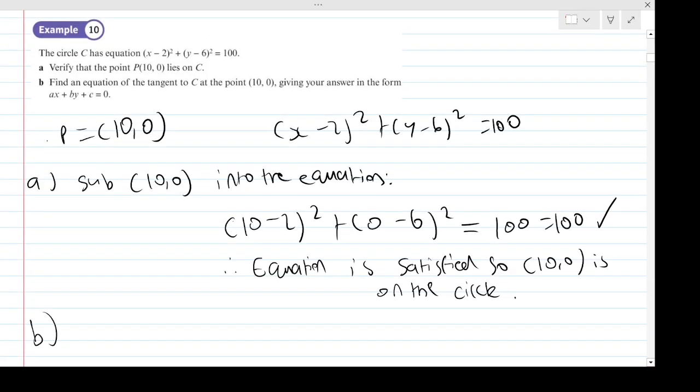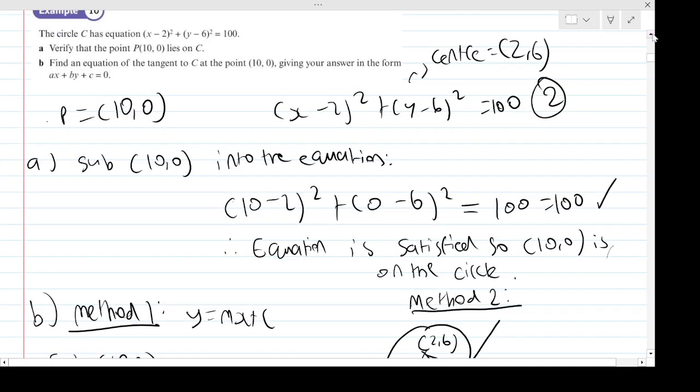It says, find an equation of the tangent to C at the point (10, 0). Give your answer in the form ax + by + c = 0. Now, there are two ways you can do this. Okay, so for part B, I do want to just jump in and interject.